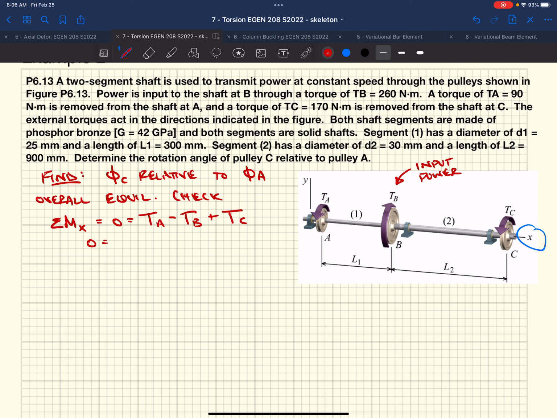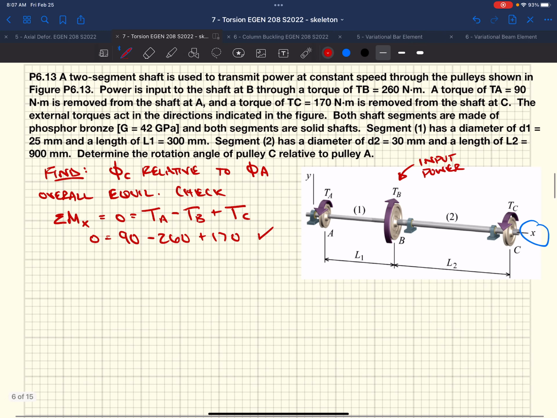Well, if we apply our actual values that were given, we have 90 Newton meters at A, 260 Newton meters at B, and 170 Newton meters at C. All of those sum to 0, so that's good. They gave us reasonable torques applied and removed from our system.